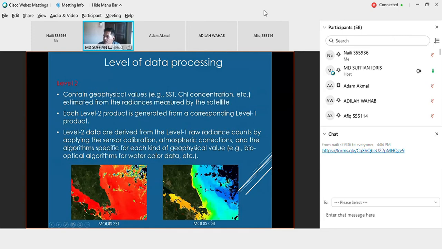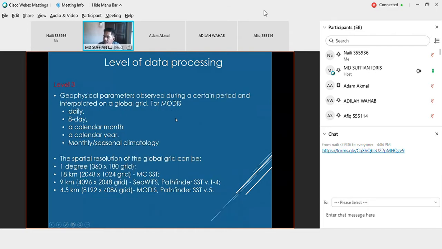Dan level 2 adalah produk, sebagai contoh SST, chlorophyll dan sebagainya. Level 3, geophysical parameter yang di interpolated on the grid, global grid. Dia ada daily, 8 days, monthly, yearly ataupun seasonally.